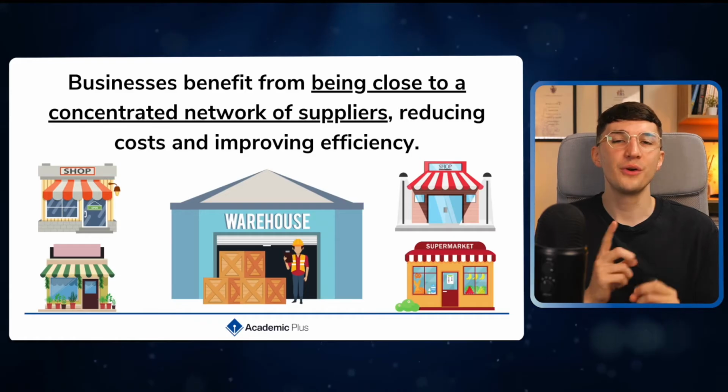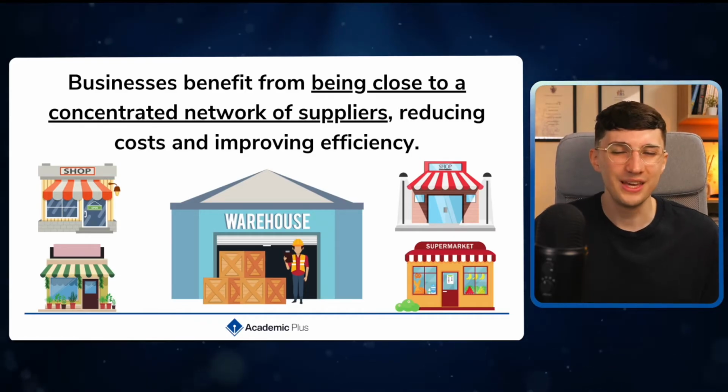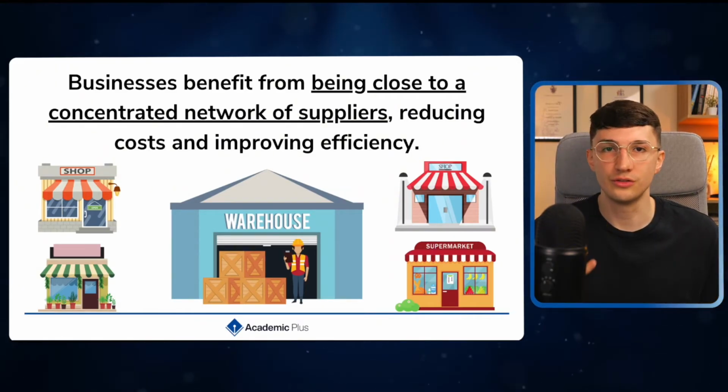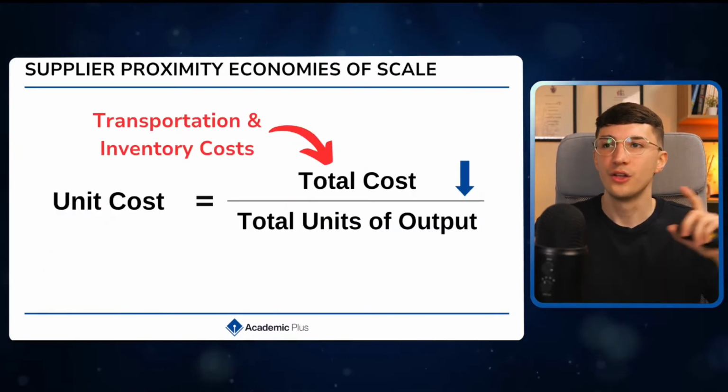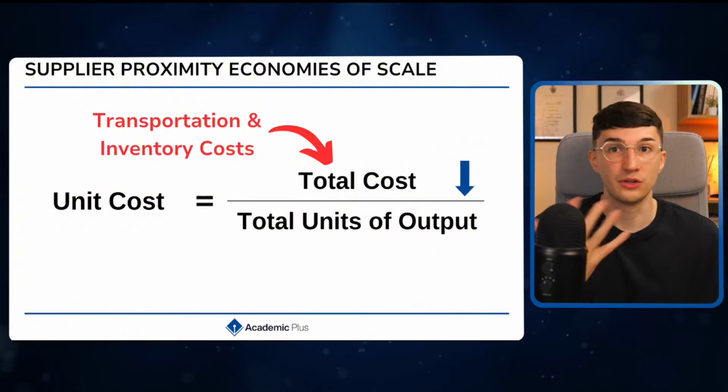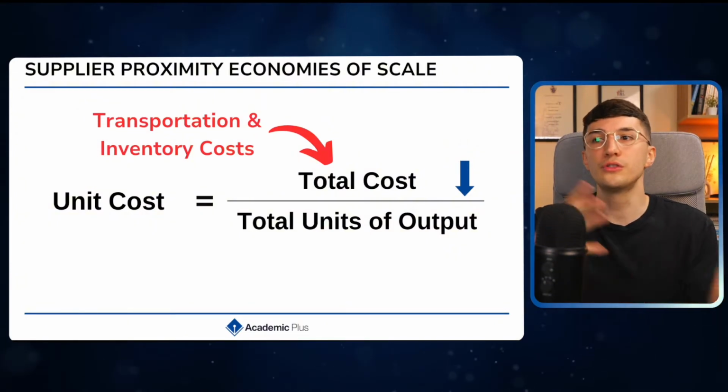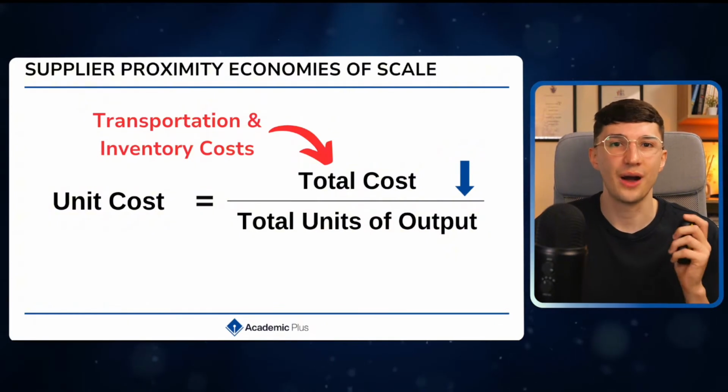And if our suppliers are located closer to us, it's going to be easier for a business to implement just in time, which we know can help reduce our costs. So once again, transportation and inventory costs can reduce because of just in time, for example, reducing the total cost and therefore reducing our unit cost.